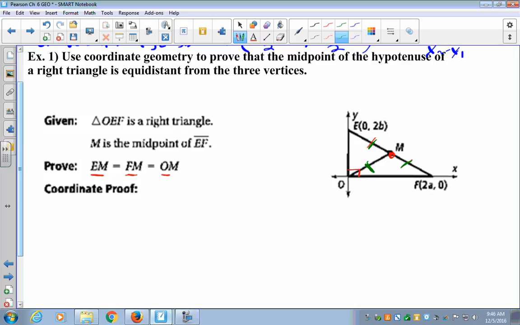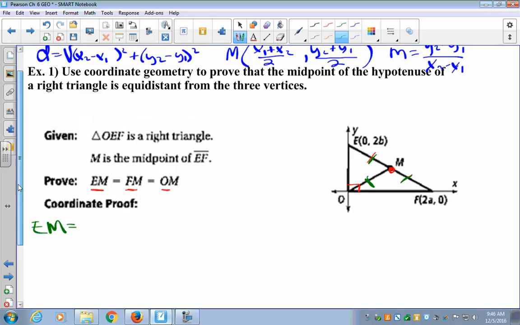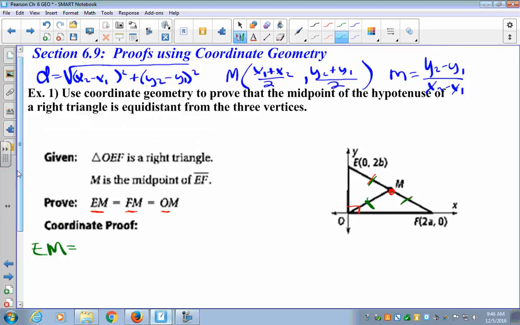So the key word here is distance. So we're going to go ahead and take that distance formula, and we're going to apply it to EM, FM, and OM. So we need to find the 3 distances. So the first thing we need to do before we fuss with distance, because our distance formula is x2 and x1, we've got to find the coordinates we're dealing with. So that's easy for E. 0 is x1 and 2b is y1.